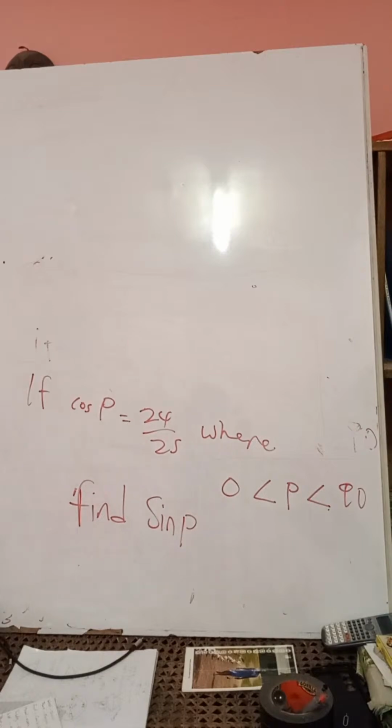I think the other side is going to be 7 also. 7, right? 7, 24. I know them. You have to learn the Pythagoras triplet.